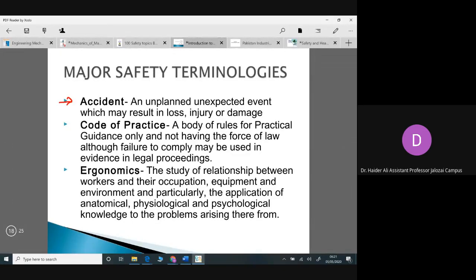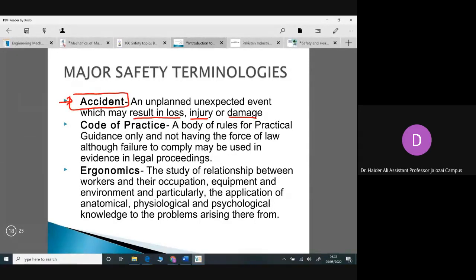Accident. We probably are all aware of the word because that's very commonly used in Pashto or Urdu as well. But the word comes from English, and it means an event that's unplanned, unexpected. And it's not the unplanned or unexpected part that worries us. It's the result in loss, injury, or damage that worries us mostly. If there is an unplanned or unexpected event which can result in loss, injury, or damage, we call that an accident.